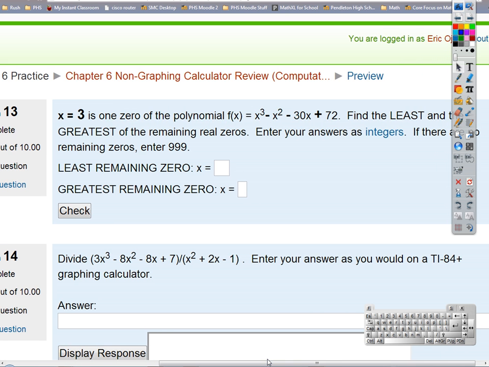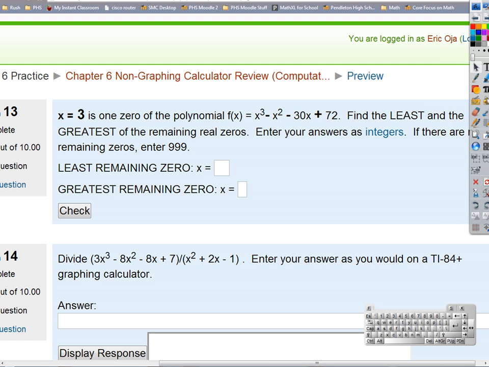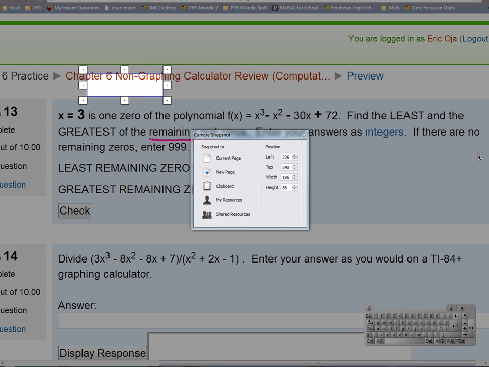Okay, so what about this? Let's see. X equals 3 is 1 zero of this polynomial. Find, now you gotta read this carefully. It says find the least and the greatest of the remaining real zeros. So I'm gonna find the other zeros. What's the biggest and what's the smallest of those? Okay? So let's do this problem.